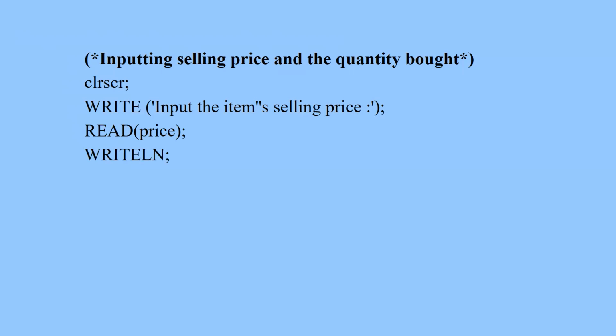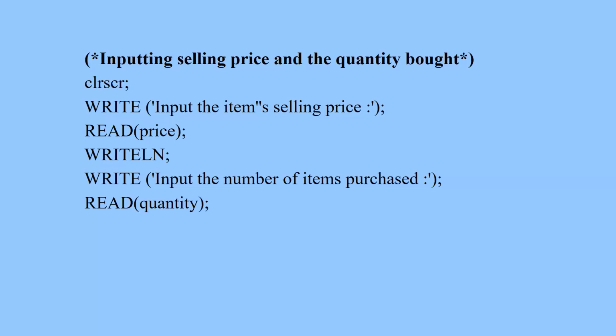Then a new statement, a new line will be written on the screen. Then you are going to have the next statement being displayed: input the number of items purchased. Then the user will enter a certain value. So this statement will read that value and store it in the memory location called quantity. Then from there, we are going to do calculations.